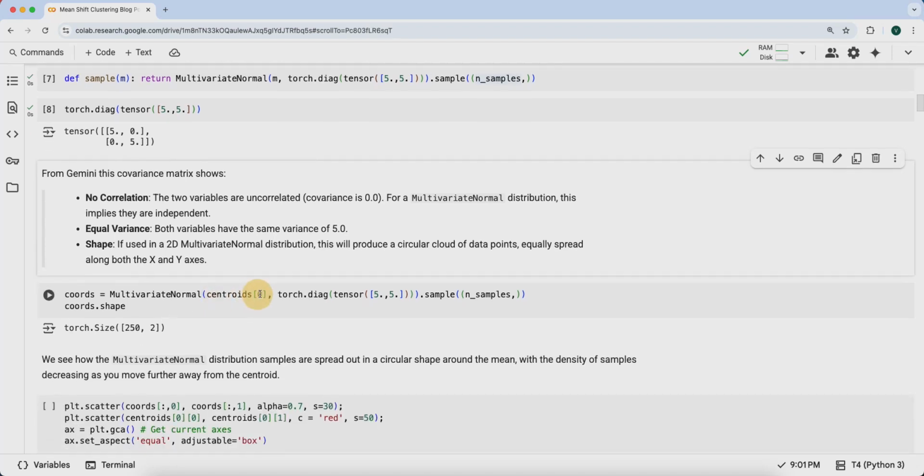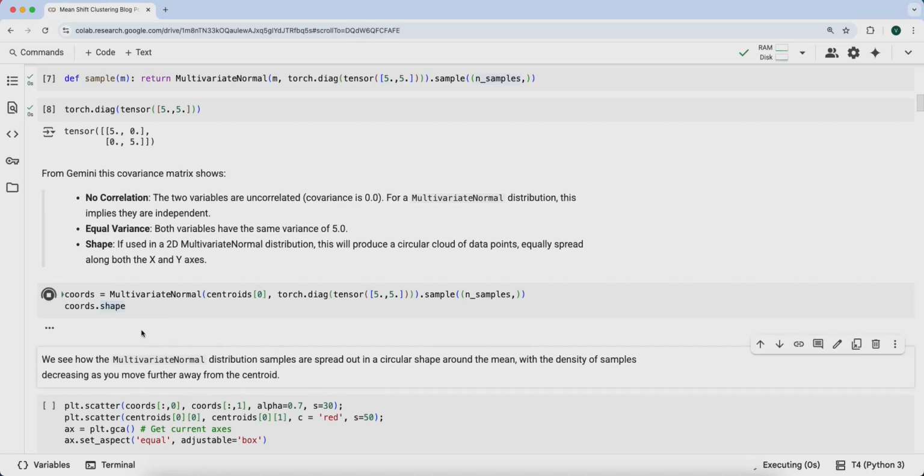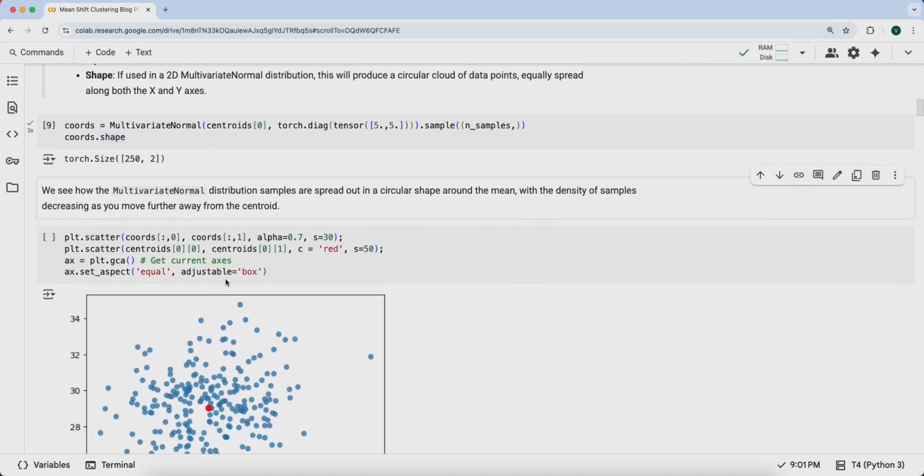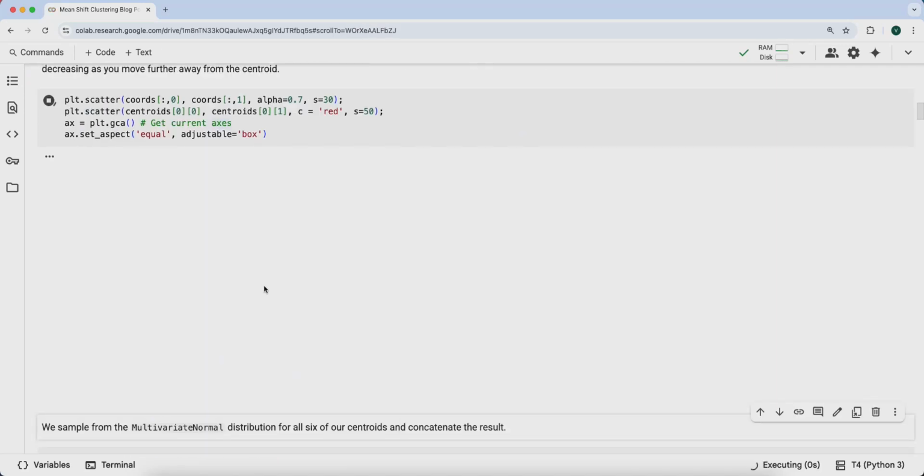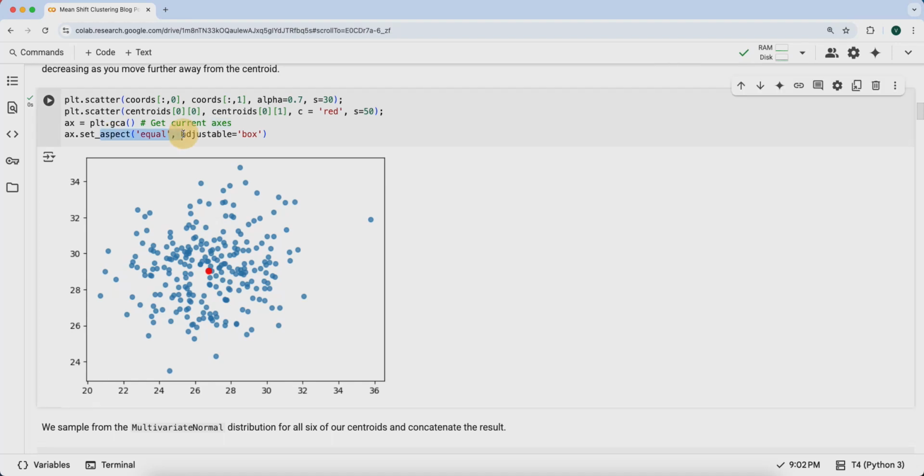So I'm going to take my first coordinate pair of my centroids, and I'm going to pass it through here and get a sample. So now I have 250 coordinates of x and y data points. I'm going to plot this and make sure the aspect ratio is equal so it looks square. So we can kind of see this is a circular graph. You can see that the density of the points is higher the closer we are to the centroid, and the further away we get, the density is much less.